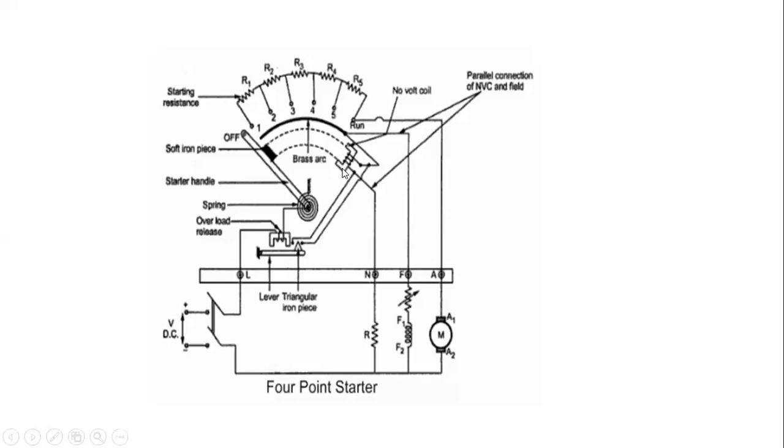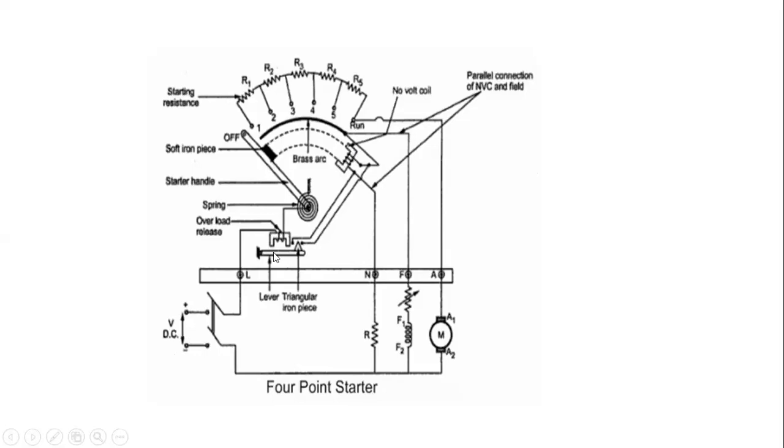Okay, what is the main purpose of that starter? To limit the starting current, and also it gives protection from the overload conditions. Okay, this is the no volt coil. If the supply is given, this no volt coil is more energetic, then it attracts the iron piece, and the handle is in the on position only. After cutting the supply, this magnet is de-energized and it releases the handle.